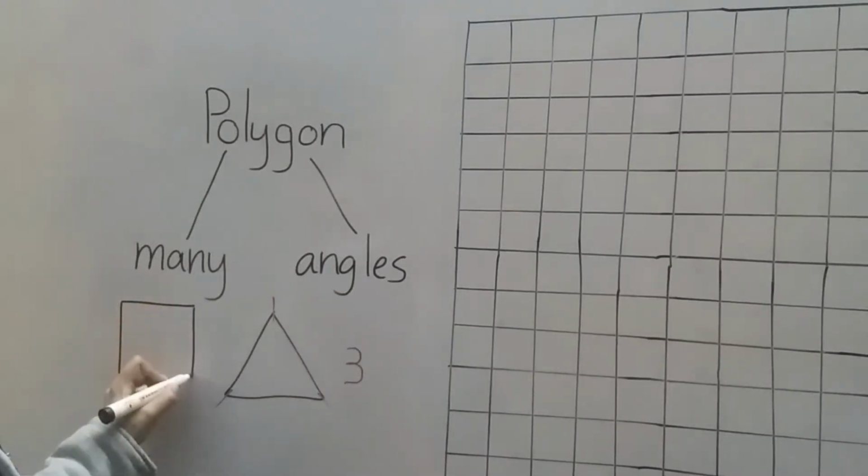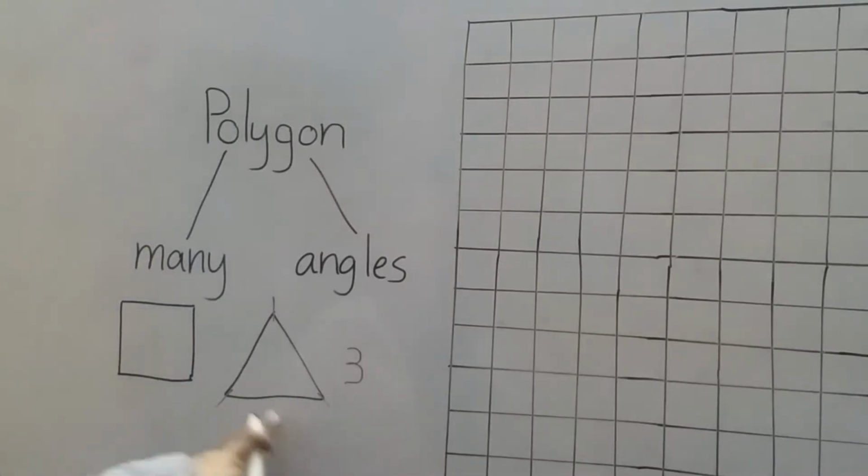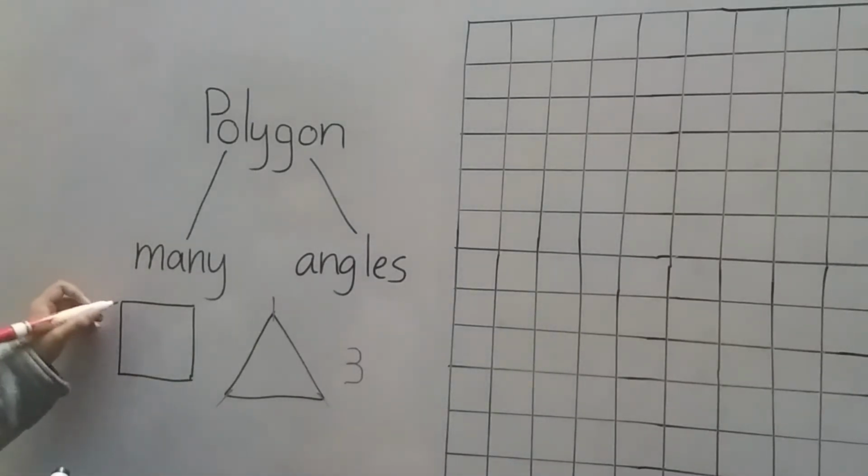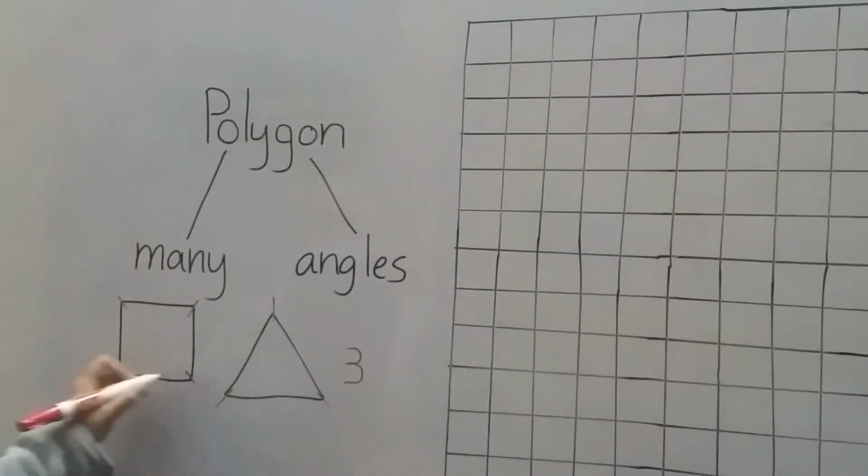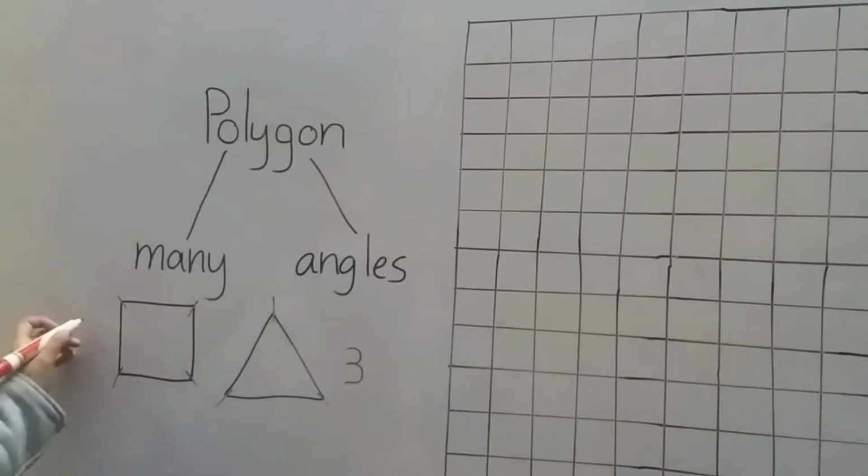A shape that has 4 sides equal. How many sides does this polygon have? 4 sides, right? 1, 2, 3, 4. How many angles? 4 angles. So square is also a polygon.